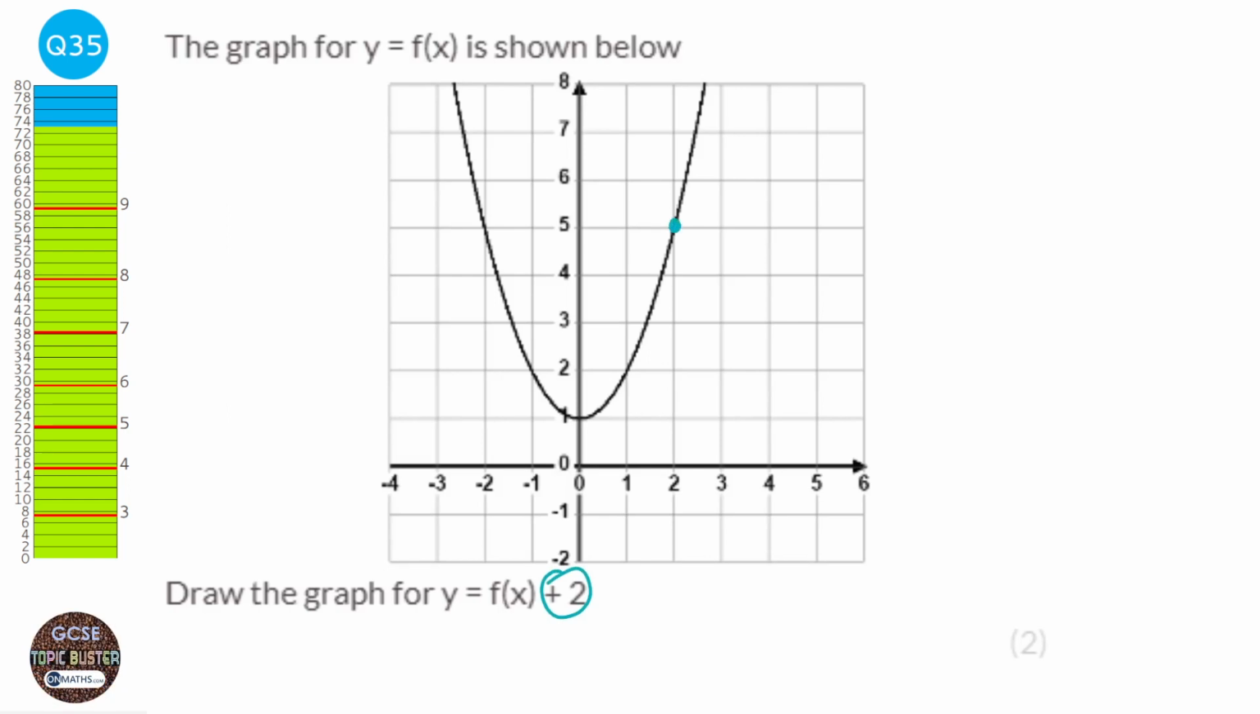So if I look at this point here, I need to shift that up by 2. If I look at this point here, shift that up by 2. The bottom will go to 3, and we're just going through shifting all of the coordinates up, and then just drawing our new function.